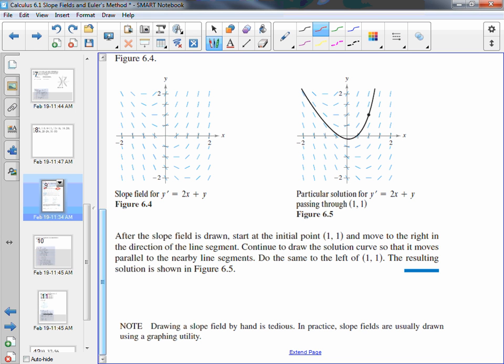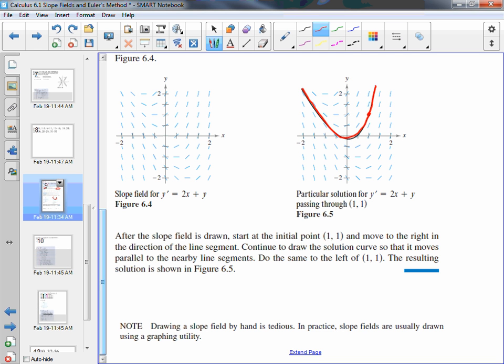Okay? So, I don't know, that's not very precise, right? When they tell you so that it moves parallel to the nearby line segments. We've had better directions than that before, okay? But that's what you do. So you start here, then you see the little blue slopes, and you try to make your graph have the same slope as the little blue slopes near it. Then you do the same thing here. And next thing you know, you have the graph of a solution.